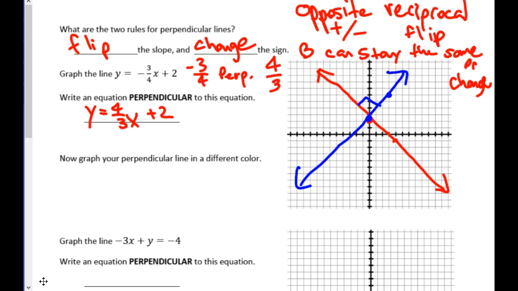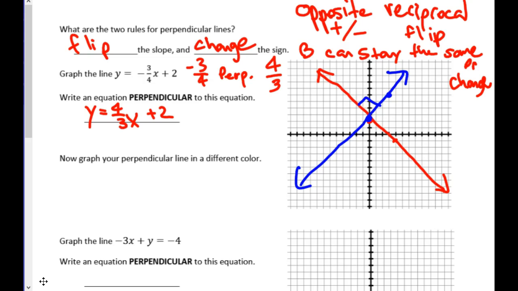Parallel, slope stays the same. What about the y-intercept? The y-intercept will change to something else, okay? That was the front side of the notes. Now we're on the back, and we're talking about perpendicular.